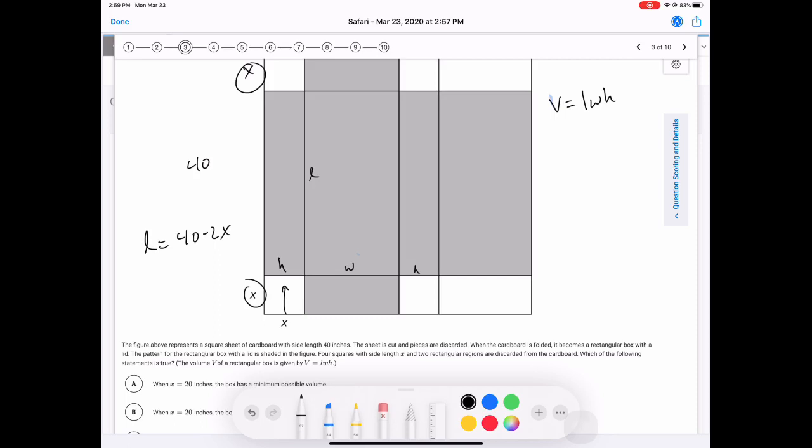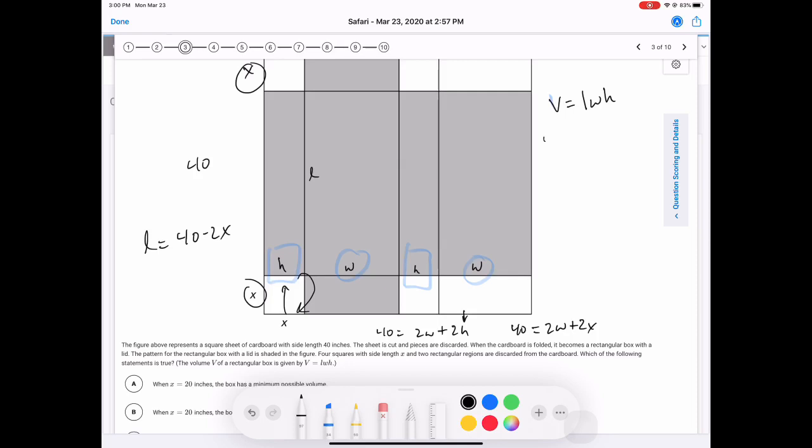Our width is equal to w. So this is 40, which is 2w plus 2h, right? Because we have two widths and two h's. That should add up to 40. And we also know that the height here is the letter x, right? So we can rewrite this as 40 is equal to 2w plus 2x.